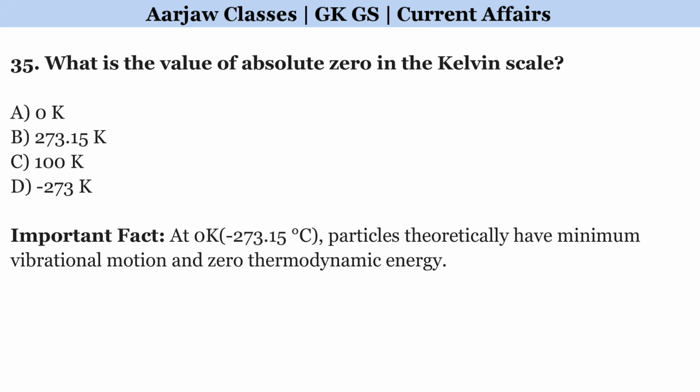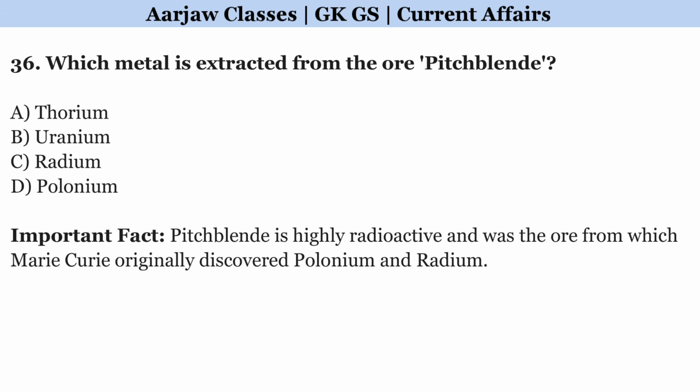What is the value of absolute zero in the Kelvin scale? Correct option is A. 0 Kelvin. Which metal is extracted from the ore pitchblende? Correct option is B. Uranium.